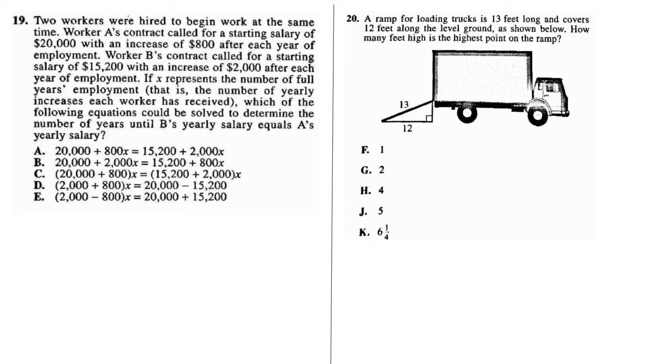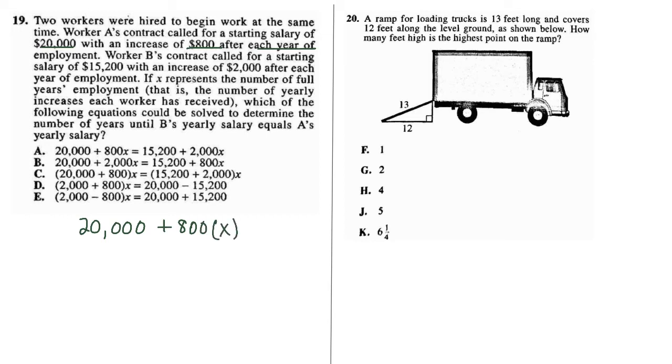19. 2 workers were hired to begin work at the same time. Worker A's contract called for a starting salary of $20,000 with an increase of $800 after each year of employment. So automatically we know what worker A is going to be. We're starting out, they have $20,000 plus $800 after each year of employment. So if we let x be each year of employment, we have this.